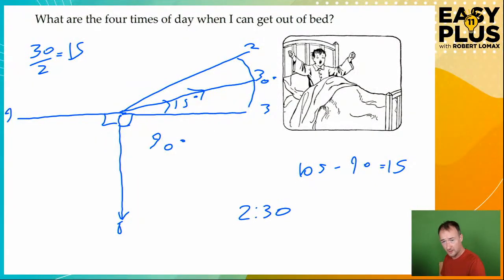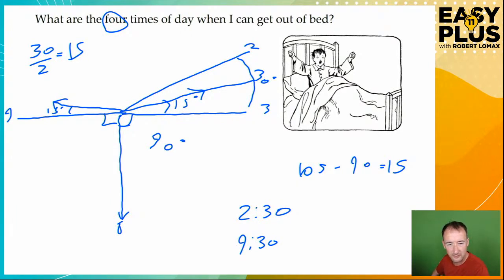But hang on, we need the 4 times a day when I can get out of bed. The other one is going to be the exact mirror over here. It must be. So that's going to be 9:30. Let's just do the 15 here to show to any marker that we weren't just guessing. So we got 2:30 and we've got 9:30. But that is only 2 times.